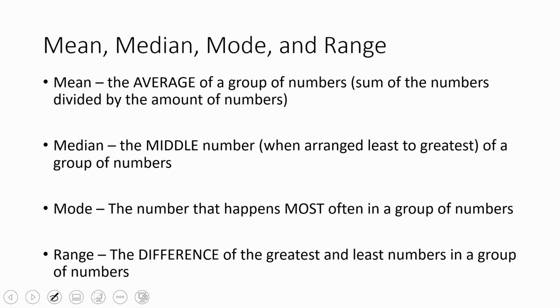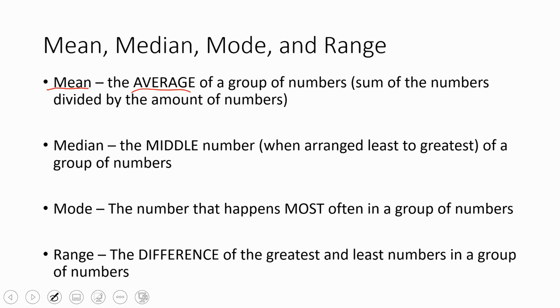Okay, so the mean is going to be the average. So the main word you want to learn for mean is the average of a group of numbers. They use these two words interchangeably, but for this, we're going to be using the word mean. So that means you're going to find the sum of the numbers and divide that by the amount of numbers. So you'll add all the numbers up, and then you'll divide that by however many numbers are in the group.